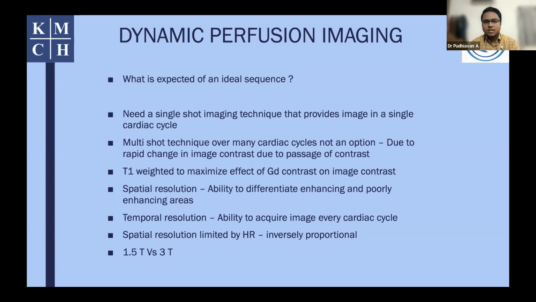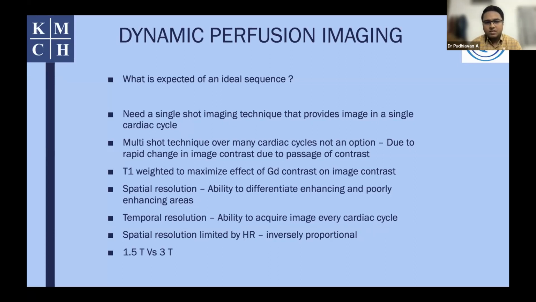There are 2 important things to be considered: one is the spatial resolution and the other is the temporal resolution. Spatial resolution is nothing but the ability to differentiate an enhancing and a poorly enhancing area in the myocardium. So we need good spatial resolution. However, there is a caveat that the spatial resolution is limited by the heart rate and is inversely proportional, whereas the temporal resolution is the ability to acquire an image in every cardiac cycle. When the heart rate is high, the cardiac cycle becomes shorter and there is very little time for us to acquire the images, and hence the spatial resolution of the image is compromised in this scenario.